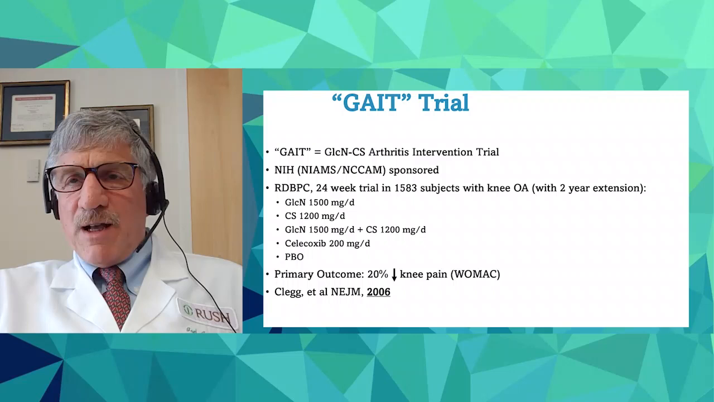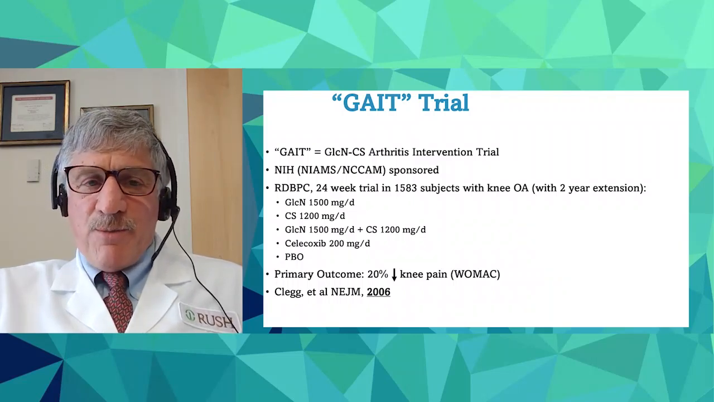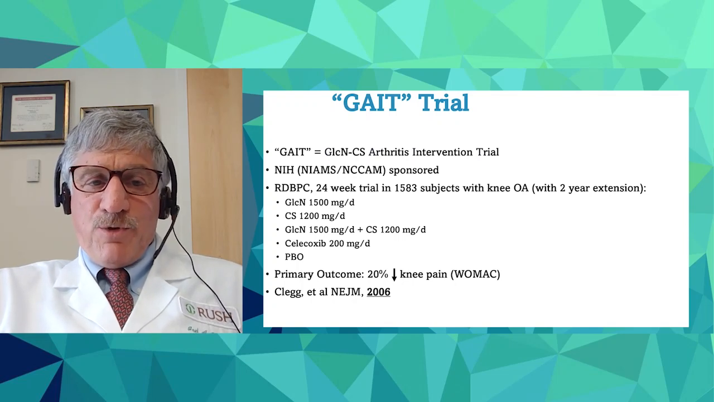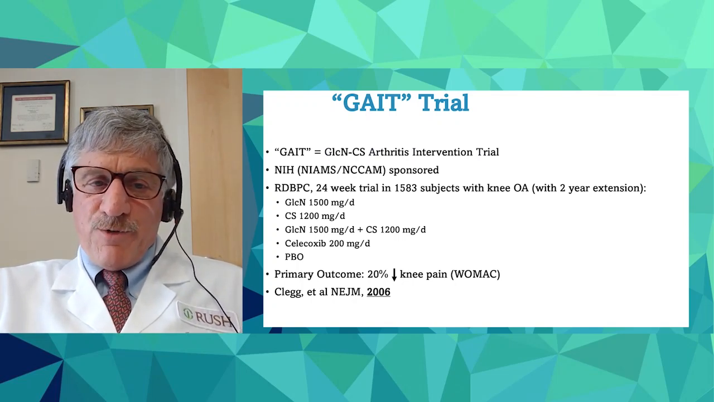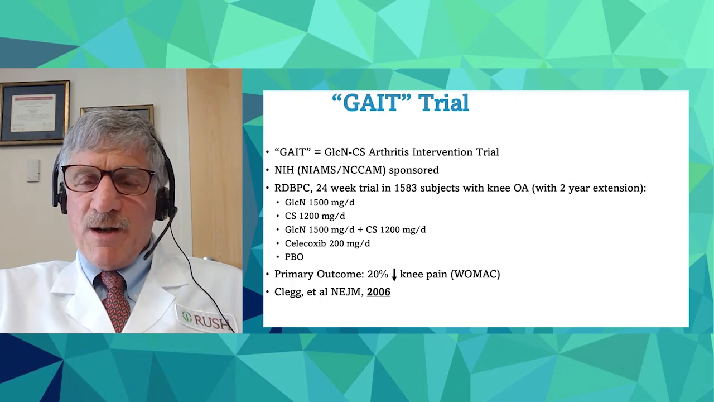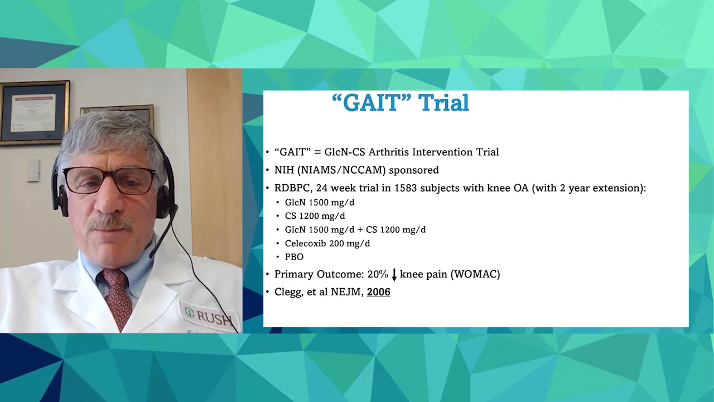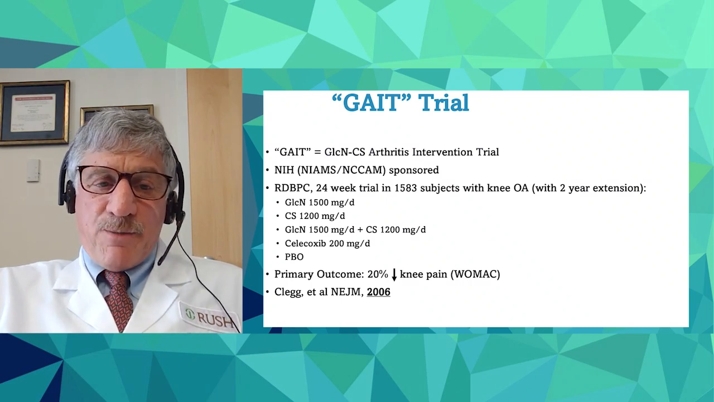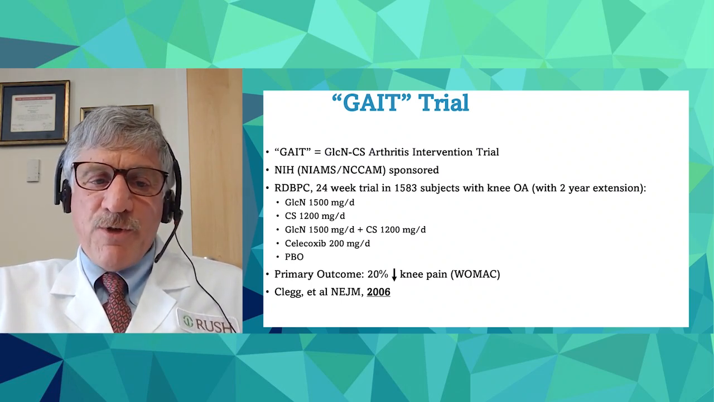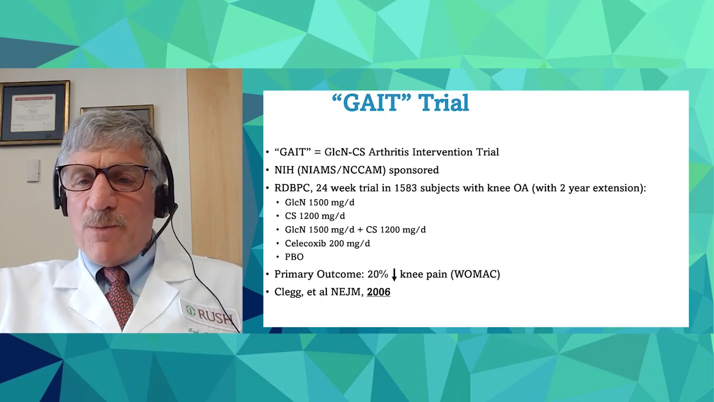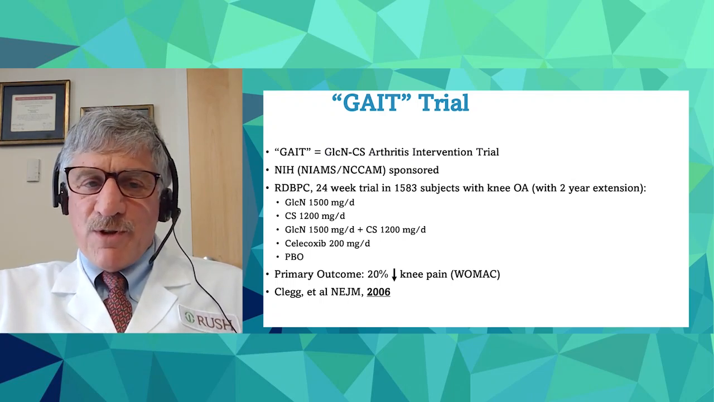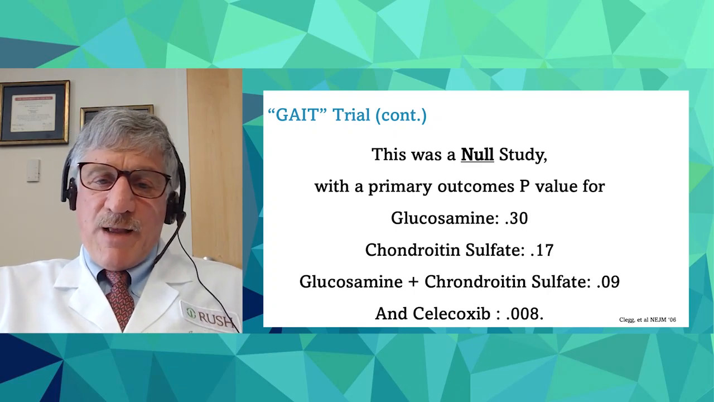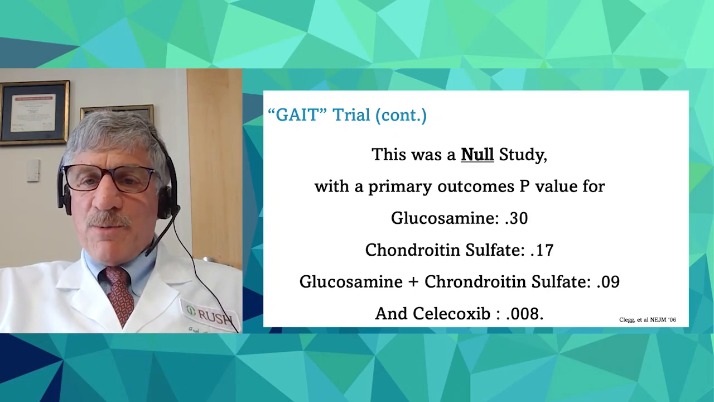However, because of all the controversy, the NIH commissioned a well-controlled randomized double-blind trial of glucosamine versus chondroitin versus the combination of glucosamine and chondroitin with both a placebo control and a positive non-steroidal coxib control, celecoxib. And the primary outcome was significant pain relief. And the results of this study were published almost 20 years ago in the New England Journal. It was an entirely null study. Both glucosamine and chondroitin and the combination themselves were indistinguishable from placebo.